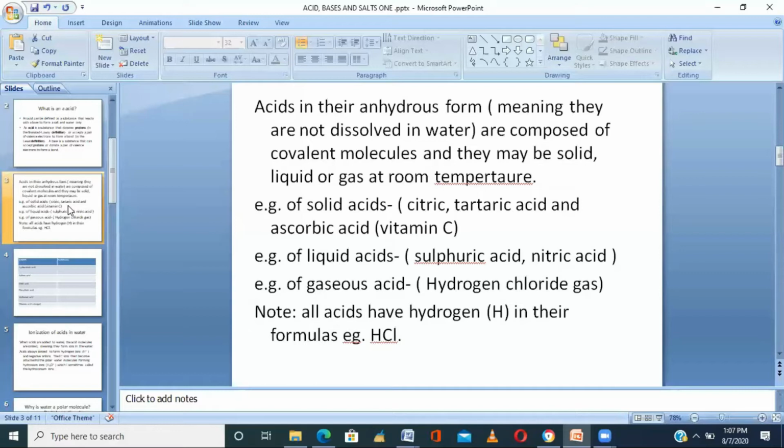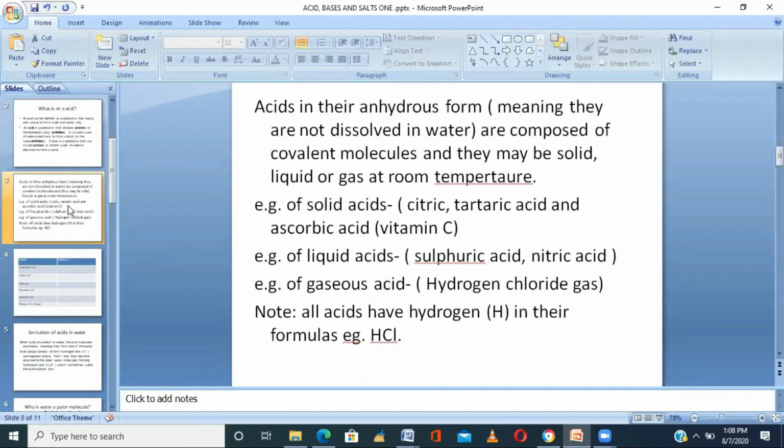So I have here some examples of acids. We have solid acids, liquid acids, and gaseous acids. Examples would be citric acid, tartaric acid, and ascorbic acid, which is vitamin C. These acids can exist in a crystalline solid form. For example, the vitamin C tablet that you take is in solid form, right? In terms of liquid acids, you have seen them before in the lab: sulfuric acid and nitric acid. And a gaseous acid would be hydrogen chloride gas, which is hydrochloric acid in gaseous form.